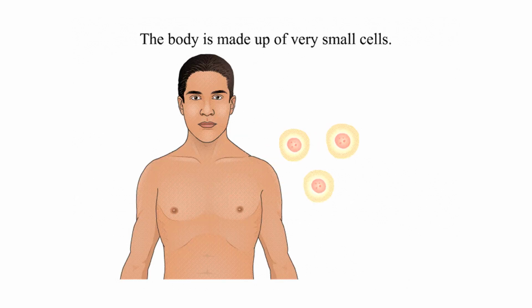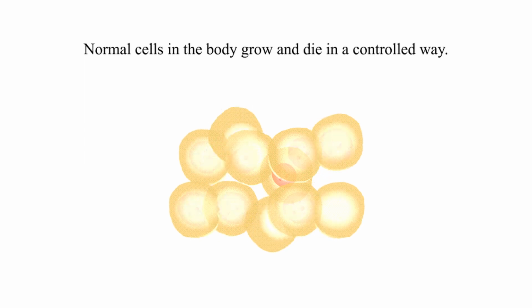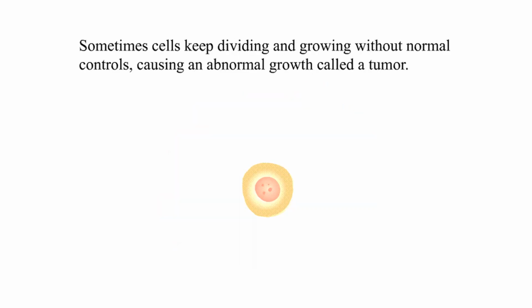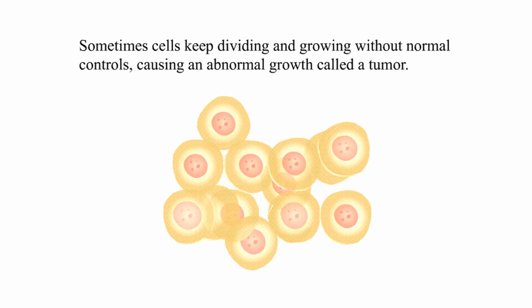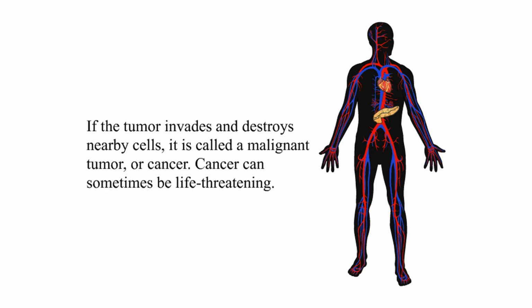Cancer and its causes. The body is made up of very small cells. Normal cells in the body grow and die in a controlled way. Sometimes cells keep dividing and growing without normal controls, causing an abnormal growth called a tumor. If the tumor does not invade nearby tissues and body parts, it is called a benign tumor or non-cancerous growth. Benign tumors are almost never life-threatening. If the tumor invades and destroys nearby cells, it is called a malignant tumor or cancer. Cancer can sometimes be life-threatening.